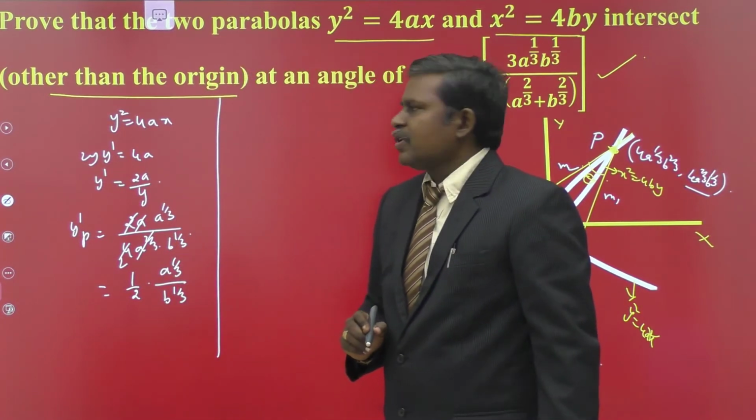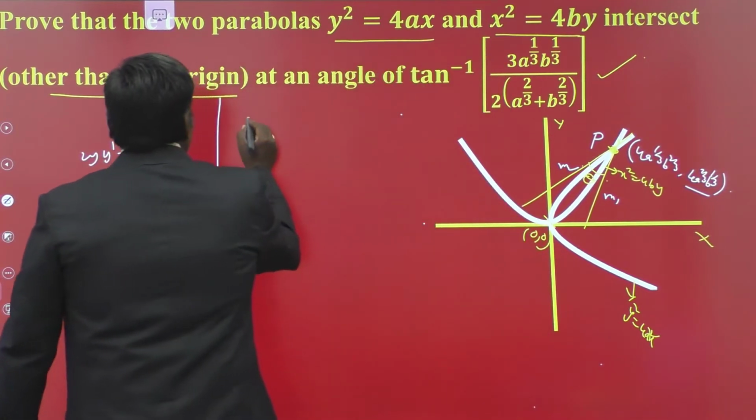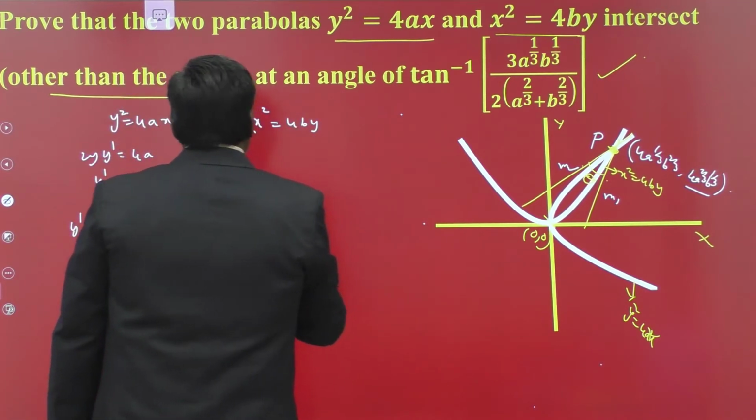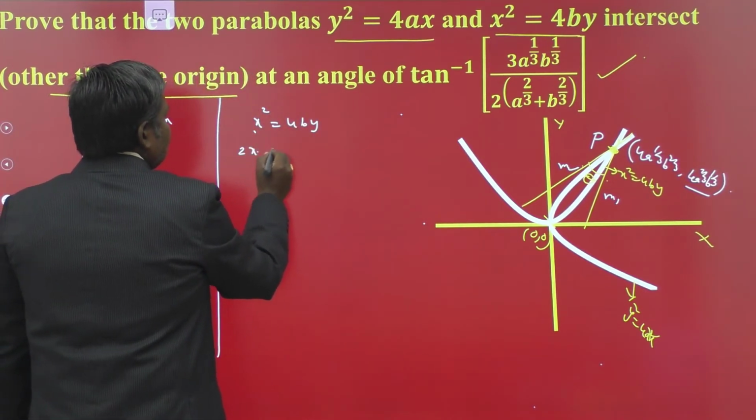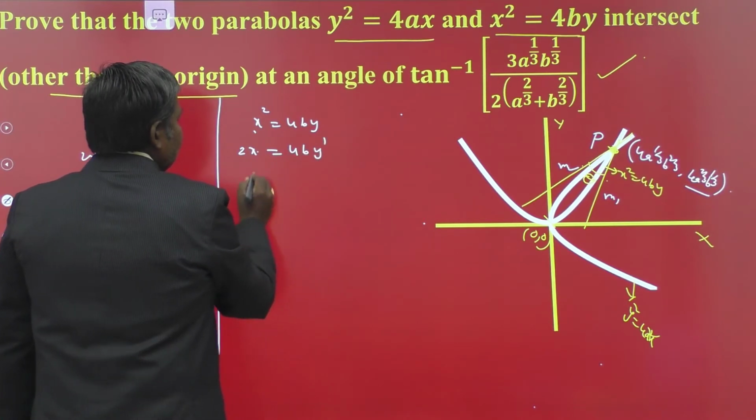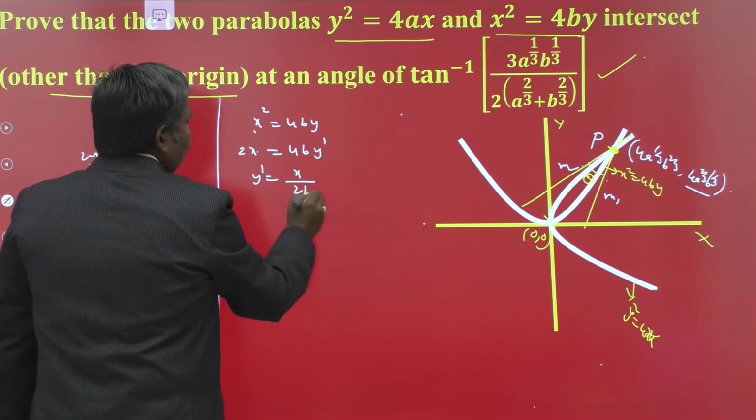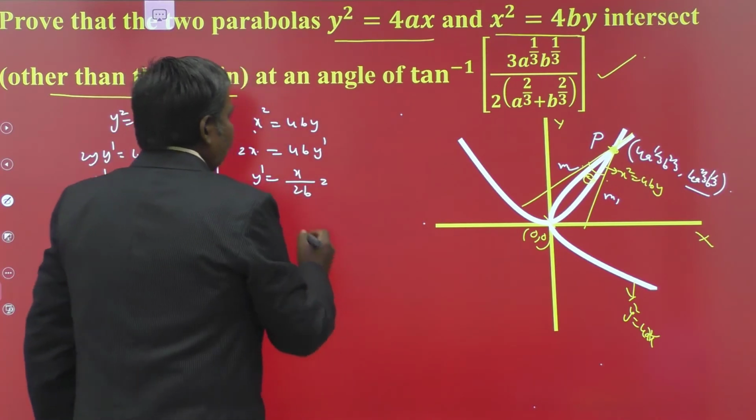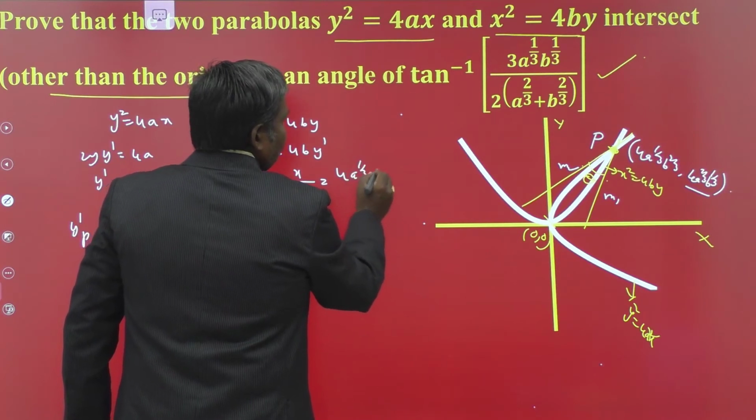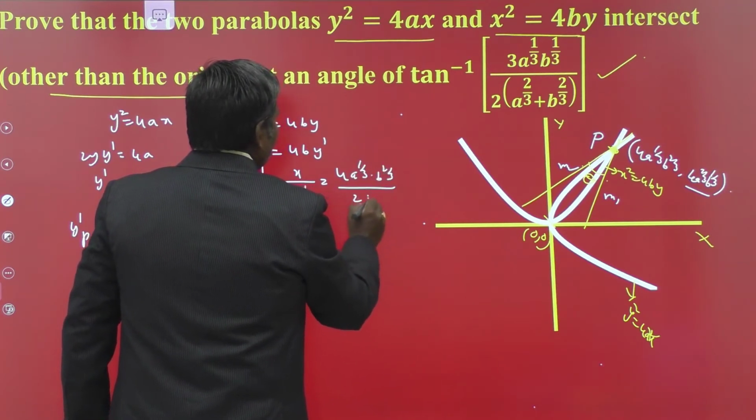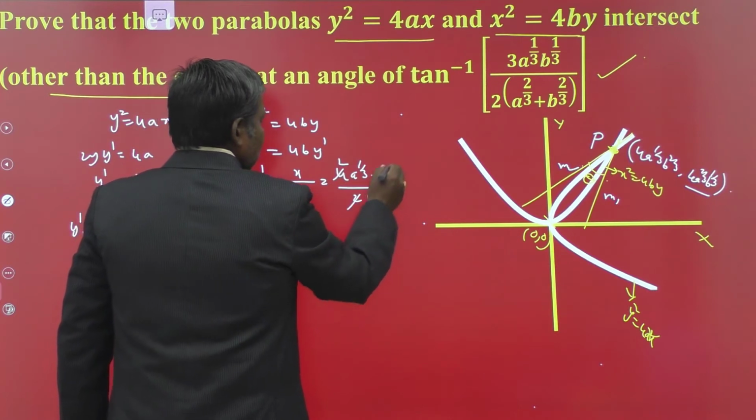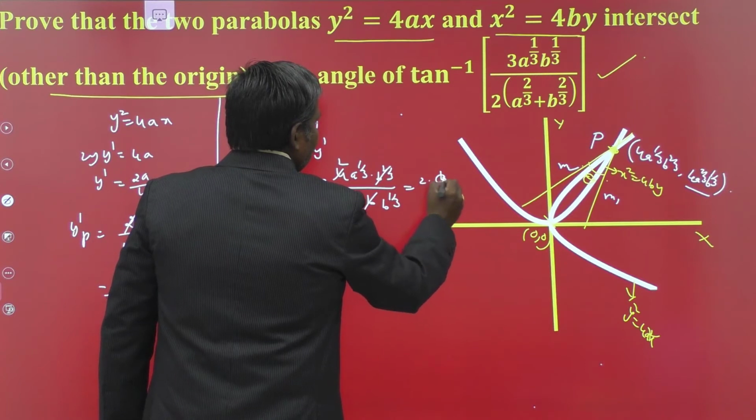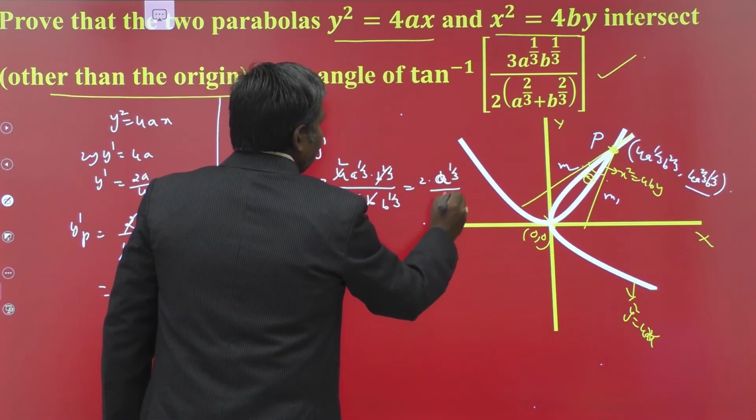This is the slope. And again consider x square is equal to what? 4by. Differentiate with respect to x on both sides. What do we get? 2x is equal to 4by dash. So y dash is equal to x by 2b. What are the coordinates of x? 4a power 1 by 3, b to the power of 2 by 3, by 2b. So it cancels out 2 times, and this b cancels out b power 1 by 3 times. That is 2 times a to the power of 1 by 3 by b power 1 by 3.